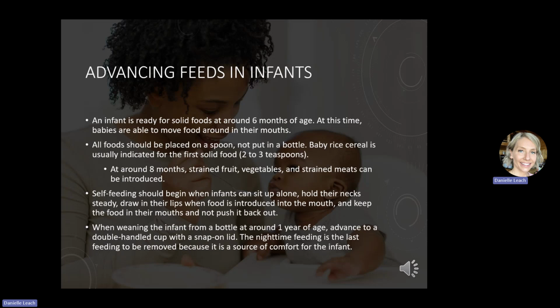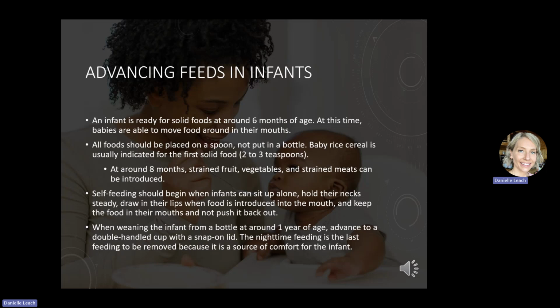An infant is usually ready for solid foods at around 6 months of age. Basically, we need to make sure that the baby is able to move food around in their mouth safely. We want to make sure that they can sit up in a high chair, they can hold their necks straight, and that when you do place something in their mouth, they don't instinctively push it back out. Many people in the United States do give pureed food earlier than 6 months of age. Again, we just want to make sure that the baby can meet those requirements of being able to sit up straight, hold their neck straight, and things like that.